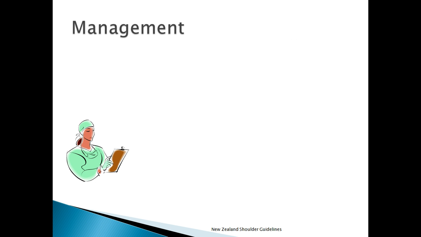So next, we'll discuss the management of full thickness and massive tears. As a quick note, it is recommended for partial tears and tendinosis that we refer to an orthopedic surgeon if the patient has failure to improve after 6 months or longer.